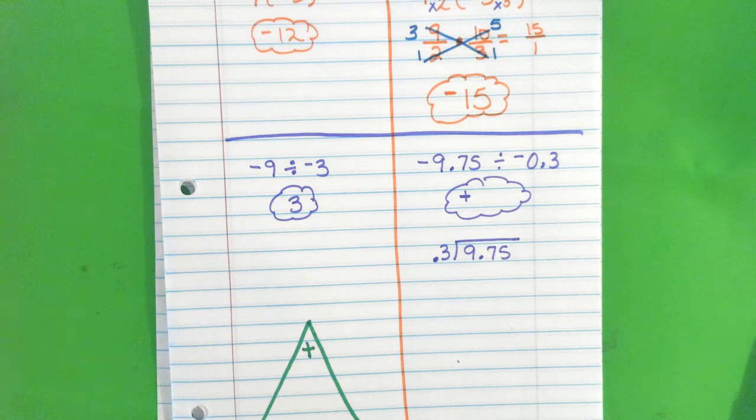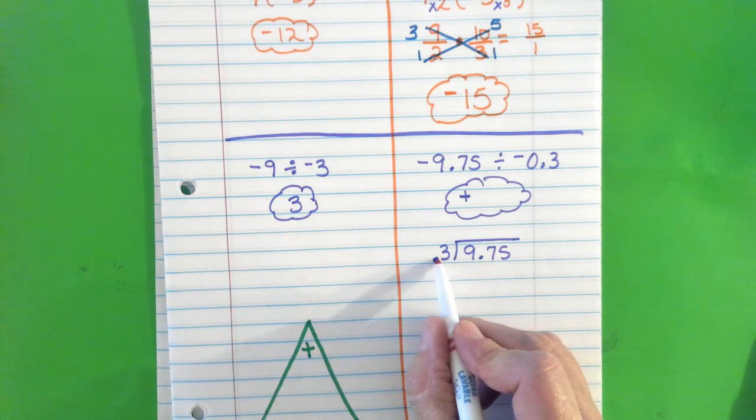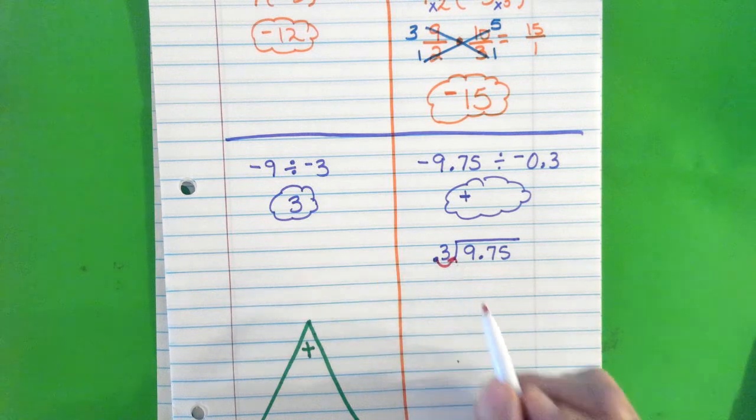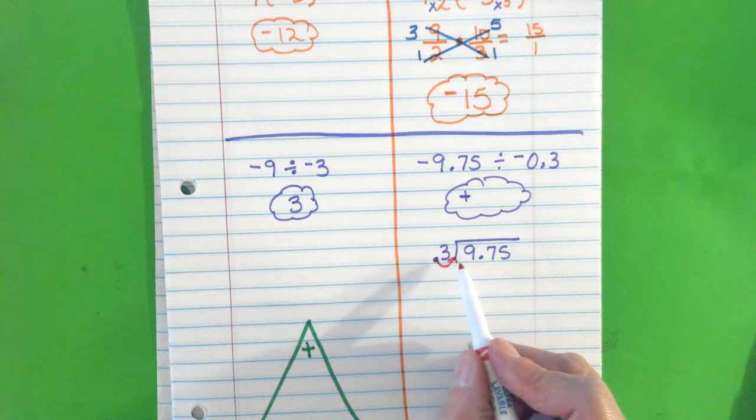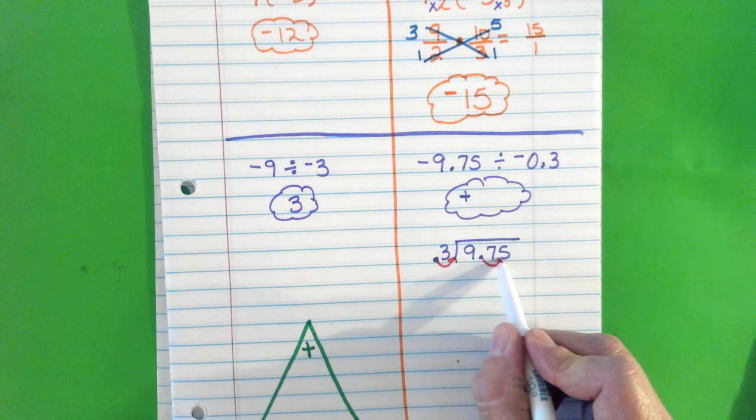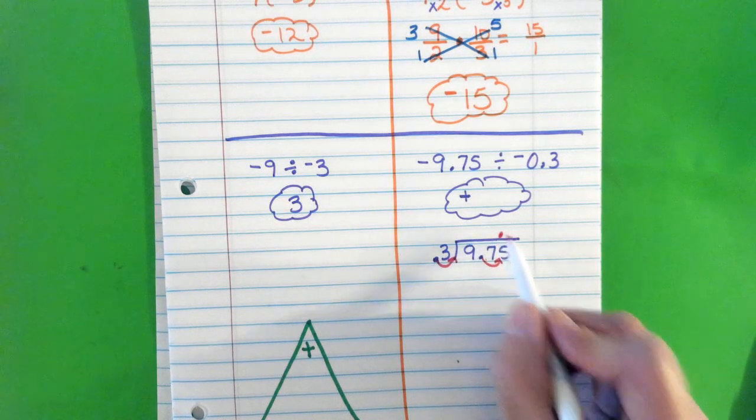Okay, now I have to move it over. So I'm going to take this decimal on the outside, move it up to the wall. God bless you, someone's allergic to decimals. Now I moved it one place, so on the inside I have to move it one place. Bring it up, divide.